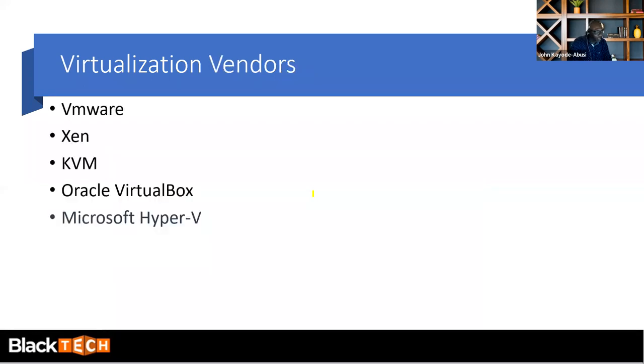If I may ask, before we take any question, now virtualization software vendors. I mentioned VMware as a company the last time. Xen is a technology that powers virtualization, but these are vendors. We have VMware as a company. You can Google them. Oracle VirtualBox, and we have Microsoft Hyper-V.